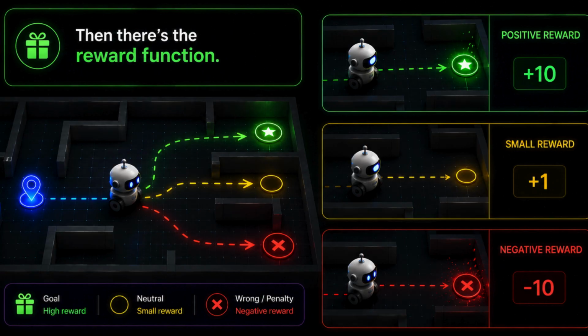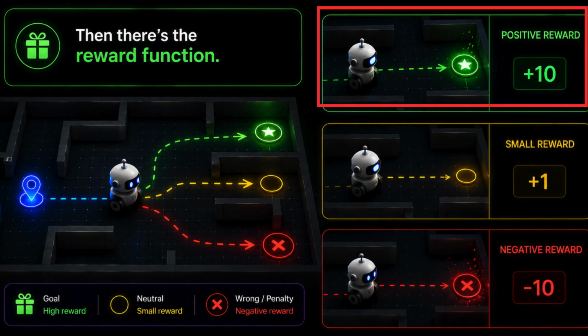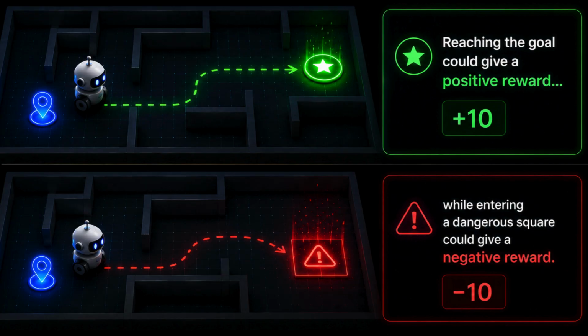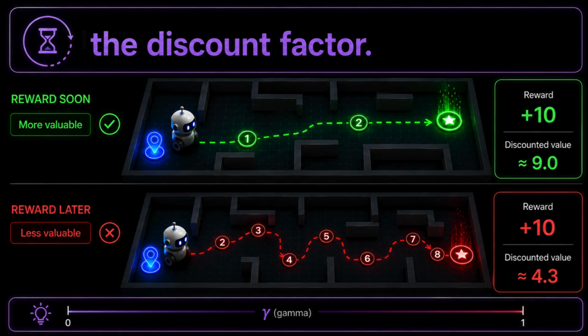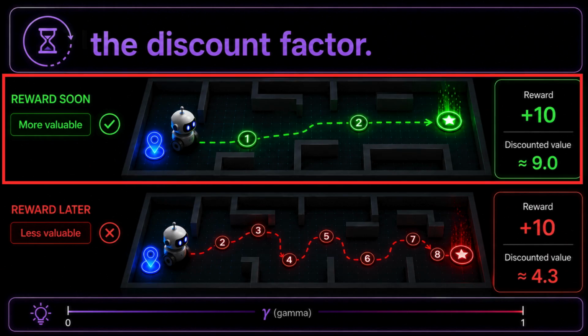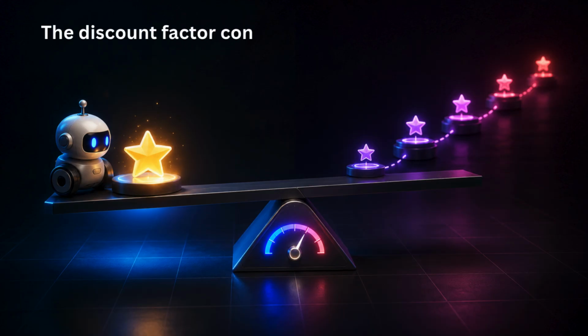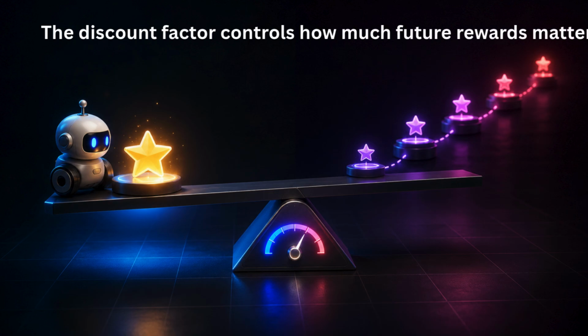Then there's the reward function. It tells the system what outcomes are good and what outcomes are bad. Reaching the goal could give a positive reward, while entering a dangerous square could give a negative reward. And there's one more important idea: the discount factor. A reward received now is usually more valuable than the same reward far in the future. The discount factor controls how much future rewards matter.